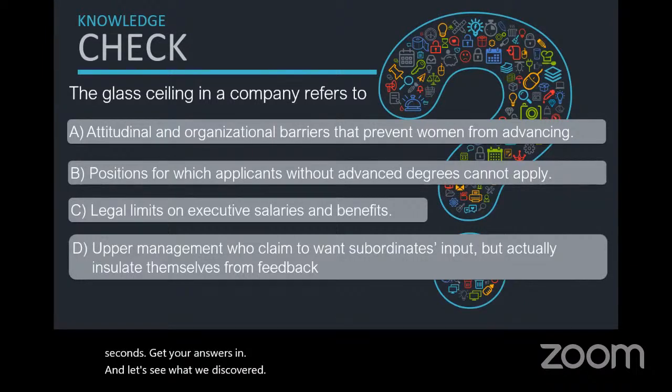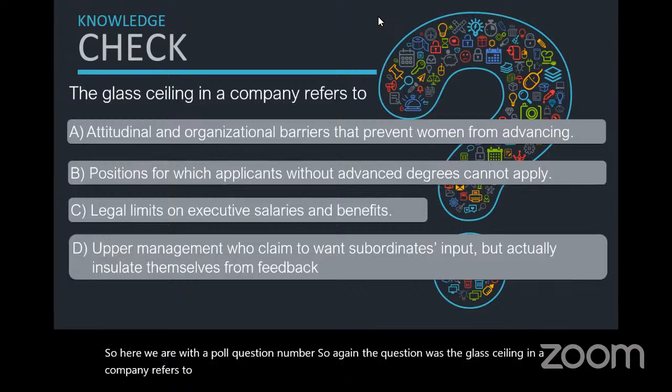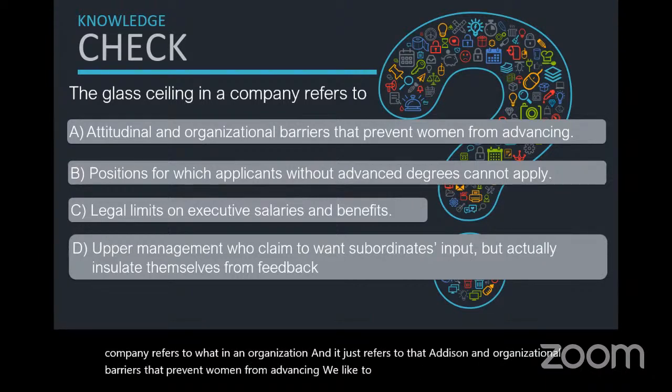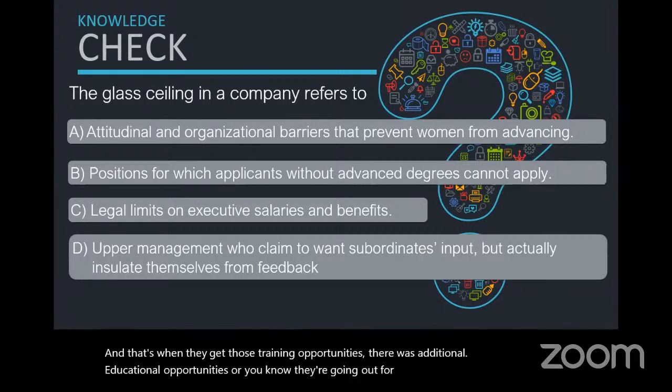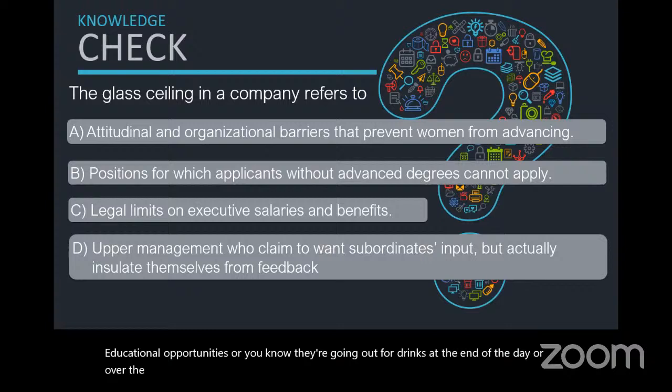All right. So here we are with poll question number 2. Again, the question was, the glass ceiling in a company refers to what in an organization? And it just refers to those attitudinal and organizational barriers that prevent women from advancing. We like to call it the good old boys club, right? Where only the guys get to go golfing, and that's when they get that great mentorship, those training opportunities, those additional educational opportunities, or they're going out for drinks at the end of the day, or over the weekend, or anything to that degree.